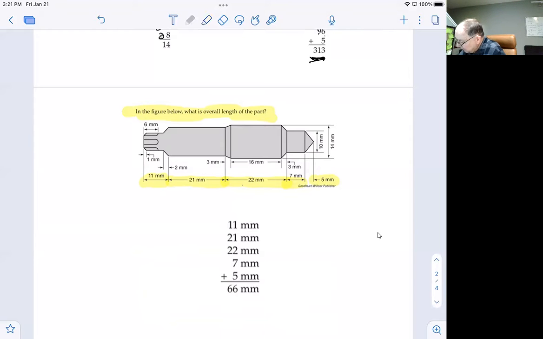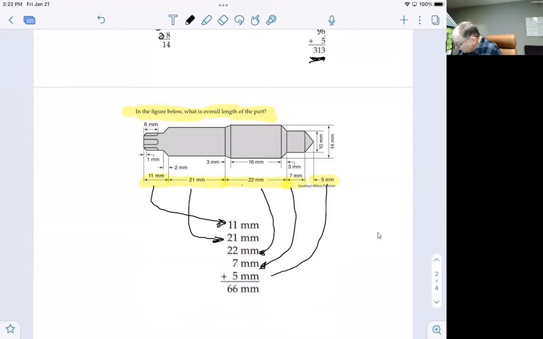Okay, so we've identified all those dimensions. The 11 millimeters will be the first one stacked up there. The 21 millimeters will be the second dimension. We're going to add all these numbers together. So we're arranging them in columns, lining up the columns so that all of the ones positions line up, all of the tens positions line up. 22 millimeters. That's there. 7 millimeters. Right there. And then finally, this 5 millimeters goes on the bottom.